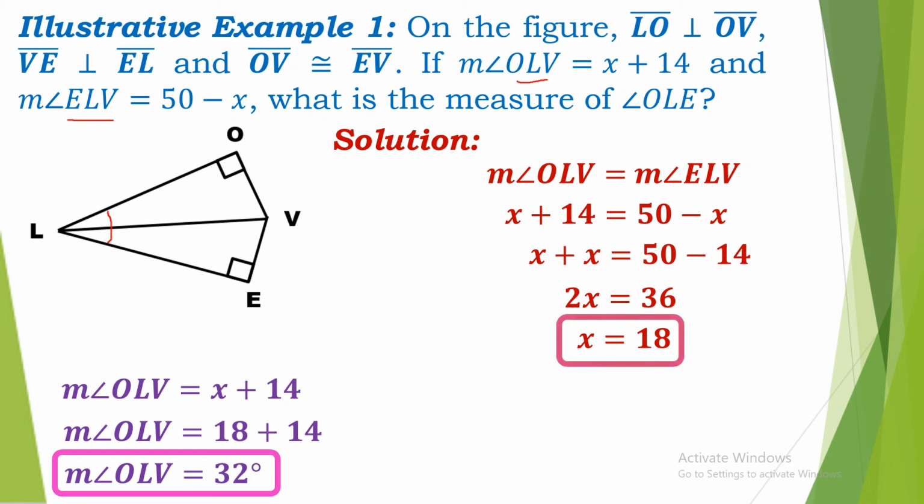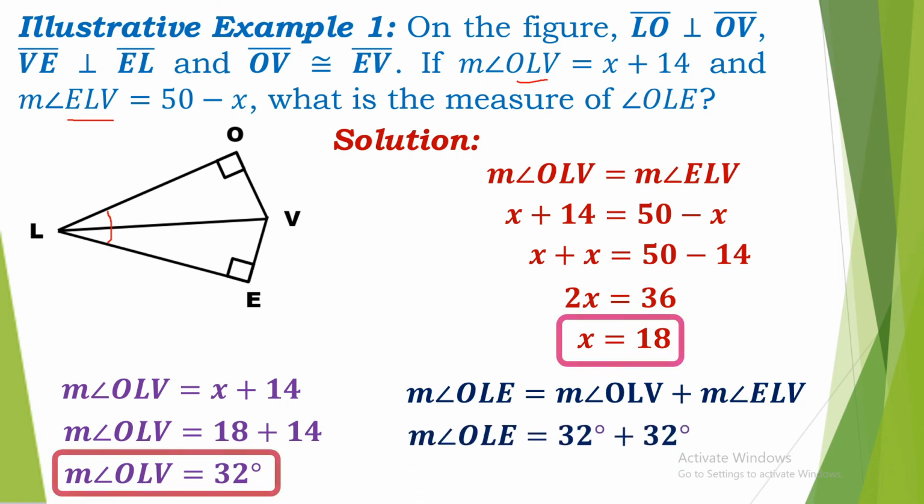So to solve for the measure of angle OLE, we simply have to add the measures of those two congruent angles, angle OLV and angle ELV. So we have 32 degrees plus 32 degrees, that is 64 degrees. So the measure of angle OLE is 64 degrees. Let us have another example.